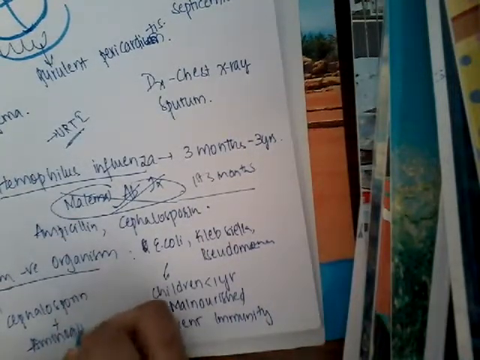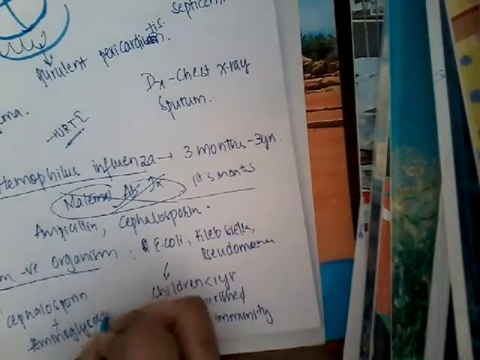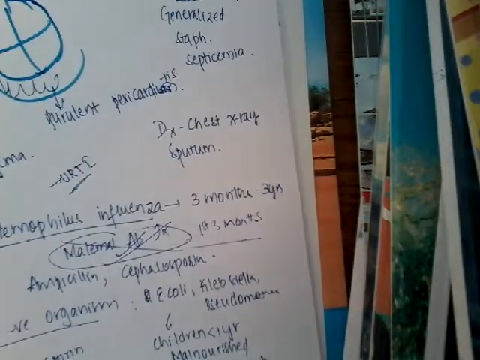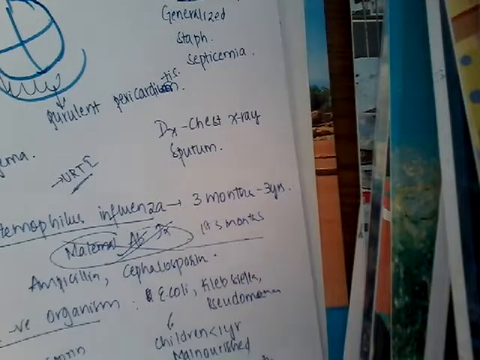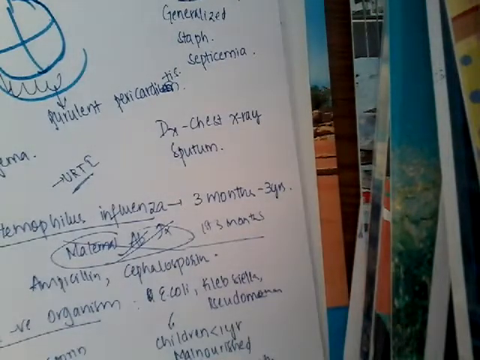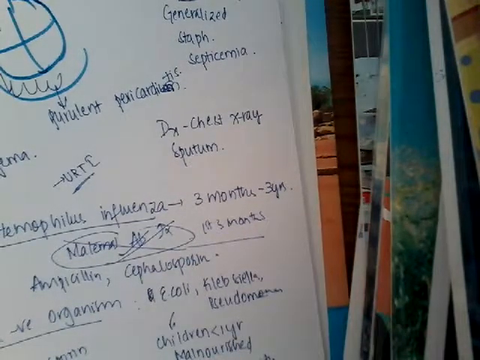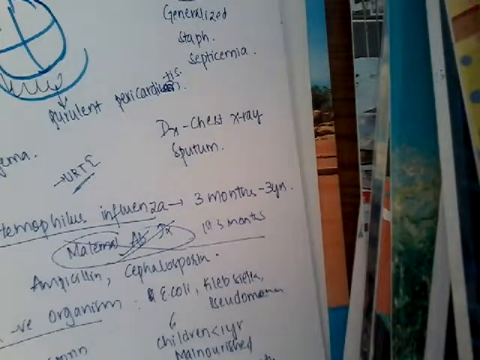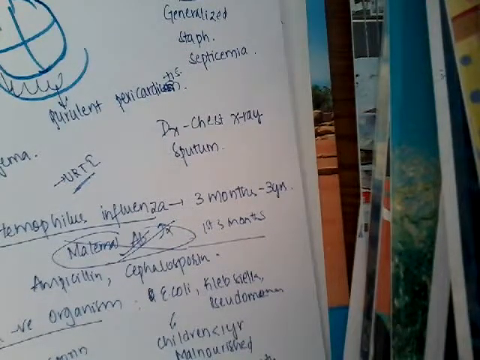So these are the different infections which are caused by different organisms. These organisms will cause either bronchopneumonia or lobar pneumonia. I think you have understood something about lobar pneumonia and bronchopneumonia.